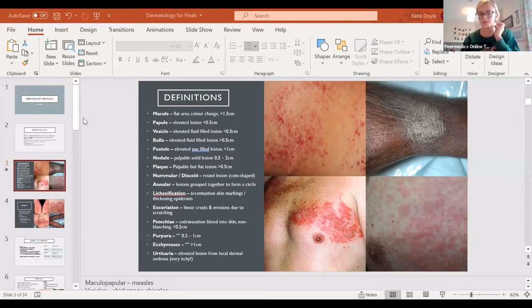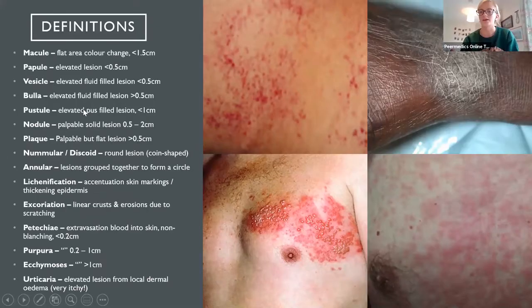So this one is actually lichenification. It's more this thickening of the skin markings that we're looking at in this one. So if I was in an exam, I would describe this as, I guess I would say, a plaque, a white plaque, seemingly on the wrist, with thickening of the skin fissures, which is in line with lichenification.